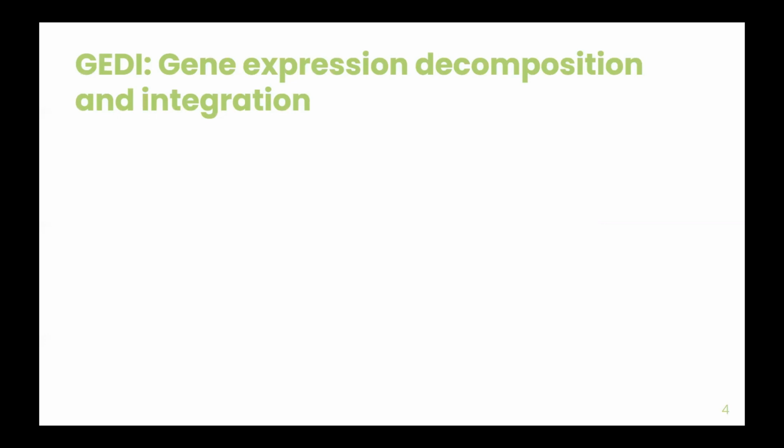What we want to do is learn the differences between the two biological conditions of interest, while also removing unwanted sources of technical variation. Therefore, the problem is that we want to decompose the different effects of sample-to-sample variability that exists within our dataset. In order to tackle this problem, we have developed GEDI, which stands for Gene Expression Decomposition and Integration.